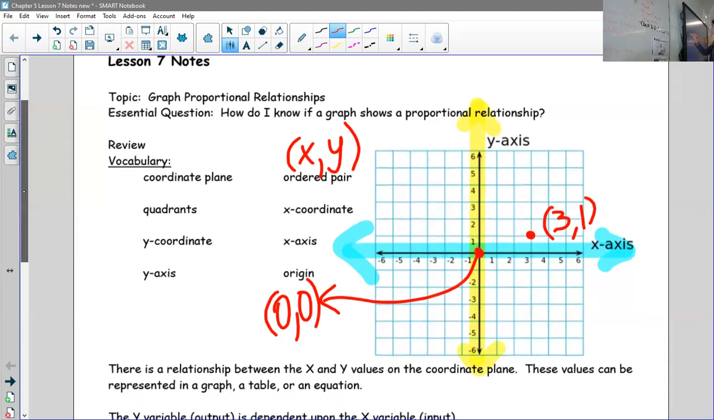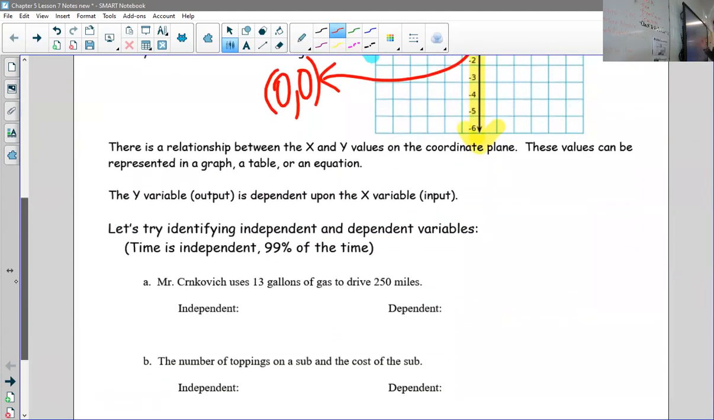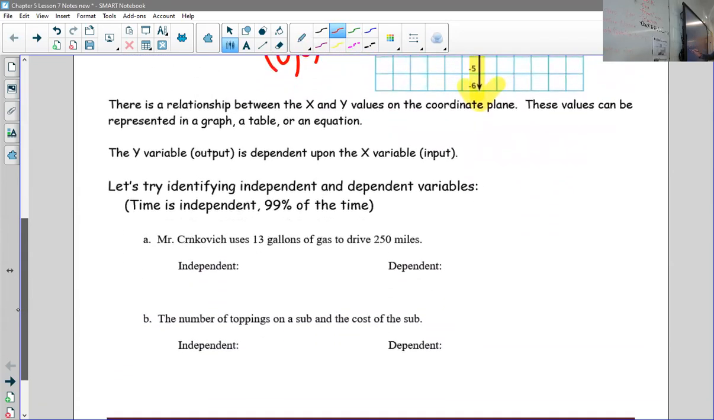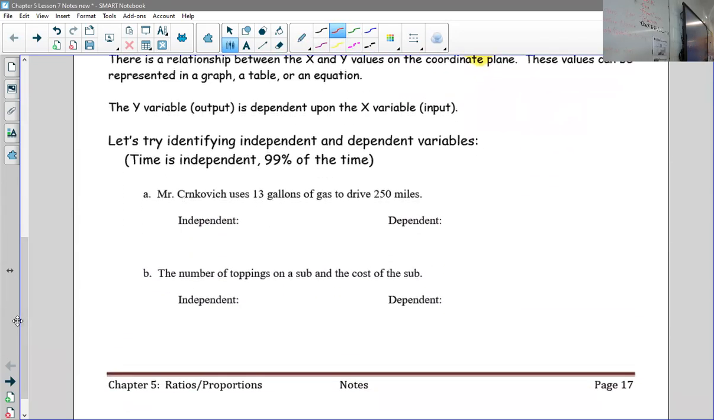So that was some quick review. Now we're going to talk about the relationship between x and y values on the coordinate plane. The y variable is the output, and it is always dependent on the x variable or the input. So the x variable can be anything we want. It is independent. It does not depend on anything. It's on its own. But the y variable always depends on whatever x is. So that is our dependent variable.